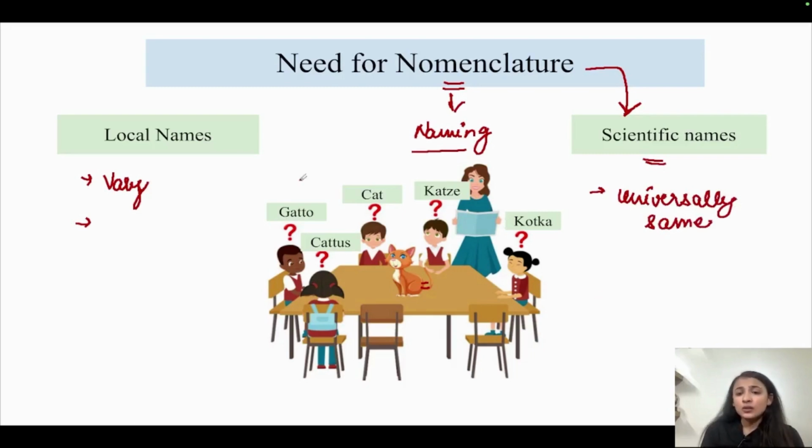So if there was the same name for this organism, all of these students would have been able to communicate better. All of these students would have been able to identify that this particular organism is a cat. And the local names are continuously varying. So that is why giving organisms scientific names becomes so important.